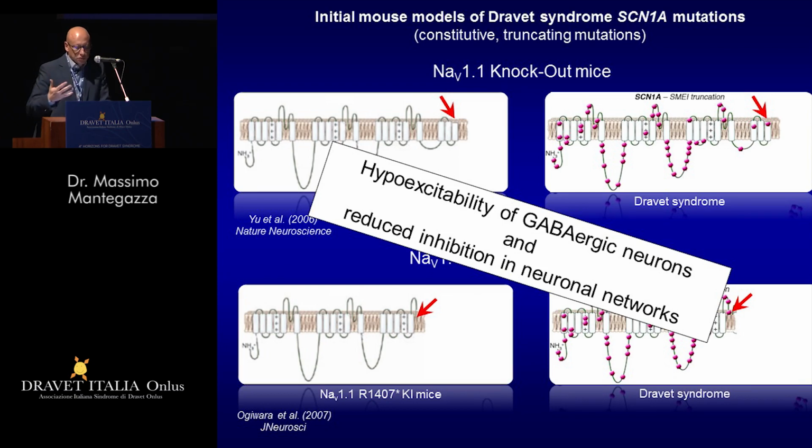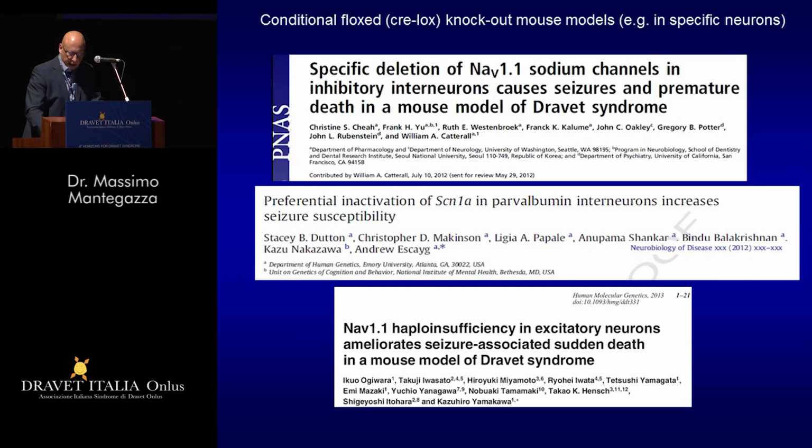And so with these two models, we identified the initial effect of these mutations, which was hypoexcitability of GABAergic neurons caused by this complete loss of function of NAV1.1. And we identified a reduced inhibition in the neuronal network that was consistent with the phenotype, seizures. Then now there are several other models.